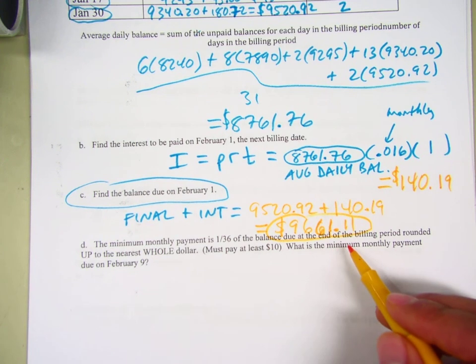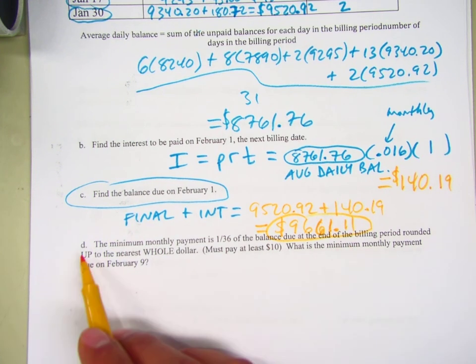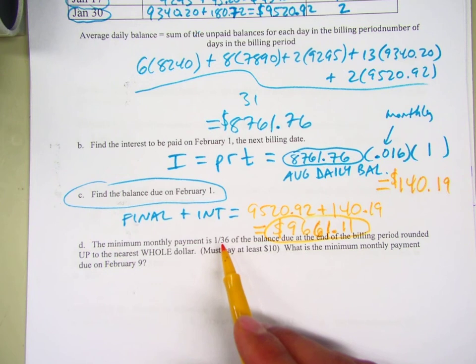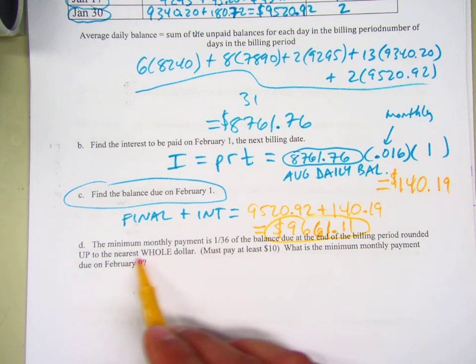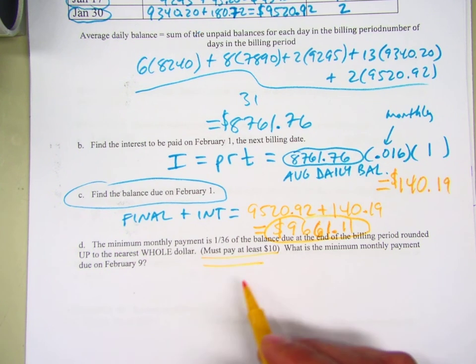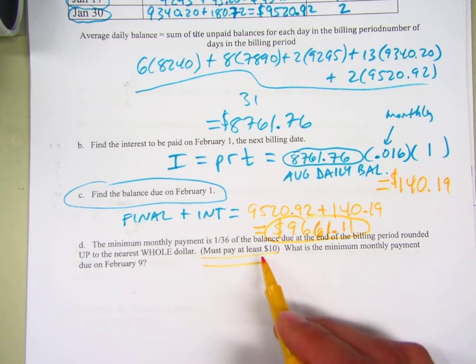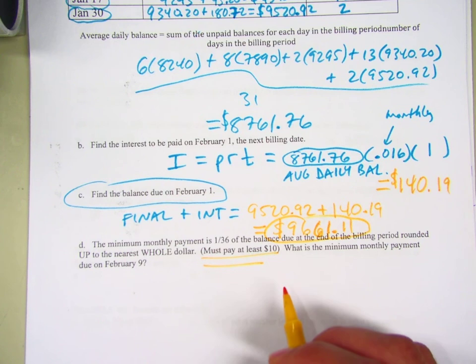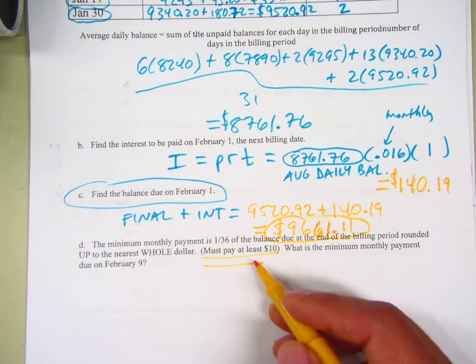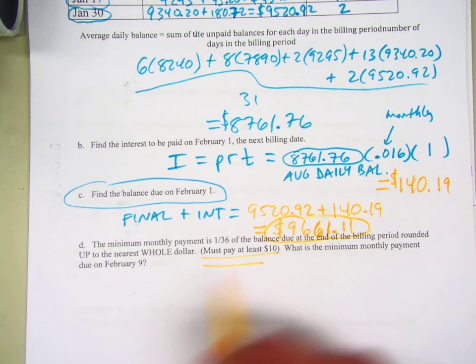For Part D, it says the minimum monthly payment is 1/36 of the balance due at the end of the month, rounded up to the nearest whole dollar. And it says you have to pay at least $10. So whichever is bigger. For example, if your balance was $13 at the end of the month, you're not going to do all that stuff. The minimum payment is going to be $10. Okay? But let's figure out what our minimum payment is going to be here.